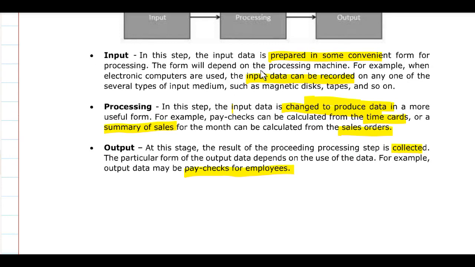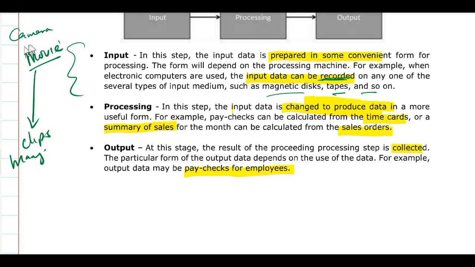In the input stage, the input data is prepared in some convenient form for processing. The form will depend on the processing machine. For example, when electronic computers are used, the input data can be recorded on any of several types of medium, such as tapes. For instance, say you want to produce a movie, and the movie is a combination of many clips. You would take a camera, get the proper scene and the actors, go to the scene, and capture the data using the camera. That step of capturing the data to produce a movie is what we refer to as the input stage. And it is going to be stored. Cameras store the data in memory cards. In the old days, they used magnetic discs and tapes, but nowadays we have hard disks or memory cards. That stage is the input stage.